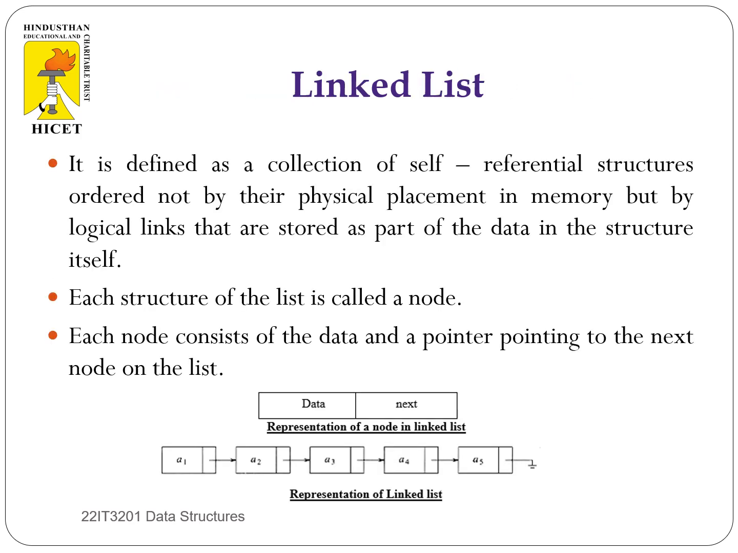Linked list. A linked list can be defined as a collection of self-referential structures ordered by their logical links. Here in a linked list, each node will be represented in terms of a data and next pointer. Data refers to the data element and next refers to the pointer which is going to point to the next node in the list.